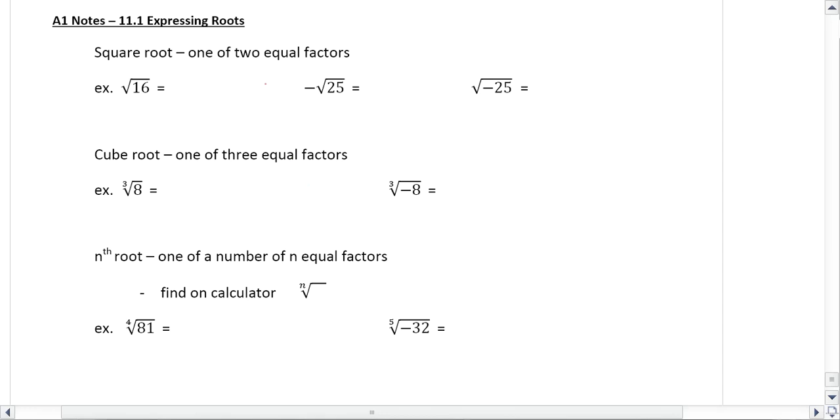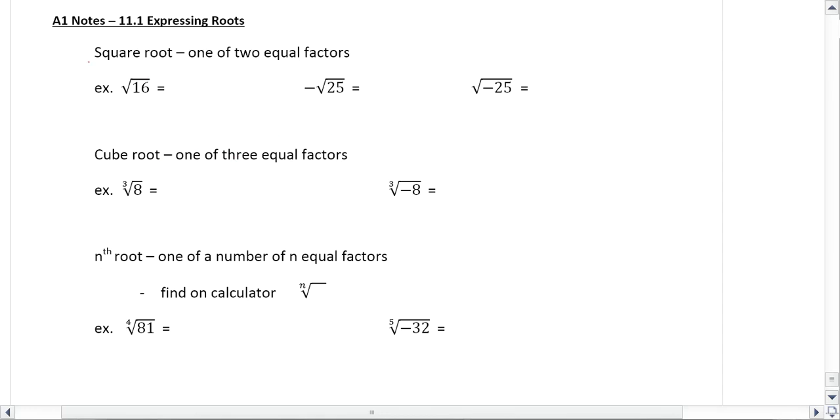This video is for Algebra 1, Chapter 11, Section 1, Expressing Roots. Now we learned about square roots in pre-algebra, but we're going to learn about them a little more and deepen our understanding of them and hopefully learn where we're going to use them.